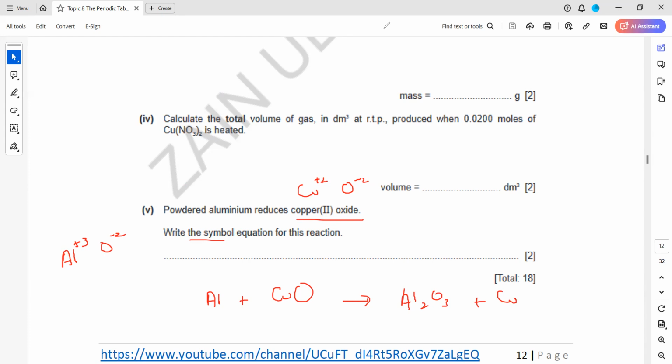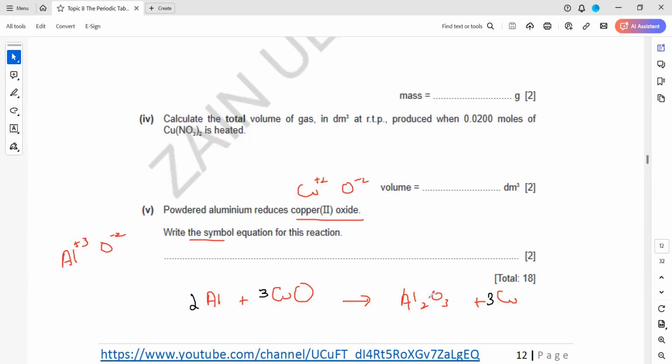Then we have to balance this equation. When we start balancing, we start with oxygen. Here, 3 oxygen, so oxygen is balanced. Then 2 aluminium are there, so we put 2, and aluminium is also balanced. Then copper at the last, 3, so copper is also balanced. So this is a balanced equation.